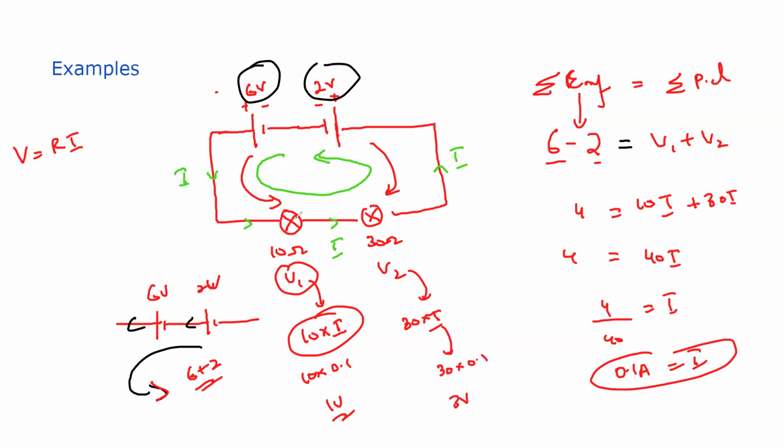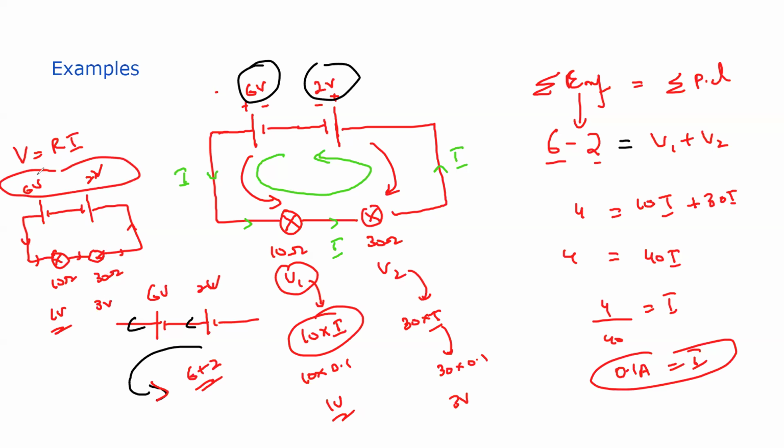So you can clearly see that in this circuit, we have two supplies connected in opposite directions, one a 6 volt supply and another a 2 volt supply. We said the current is I, that is our assumption. This is 10 ohm and this is 30 ohm. So the voltage here was 1 volt and the voltage here is 3 volts, because the total EMF is 4 volts.